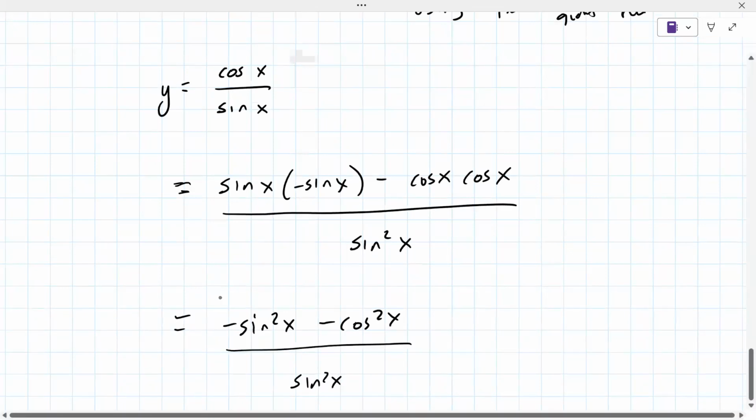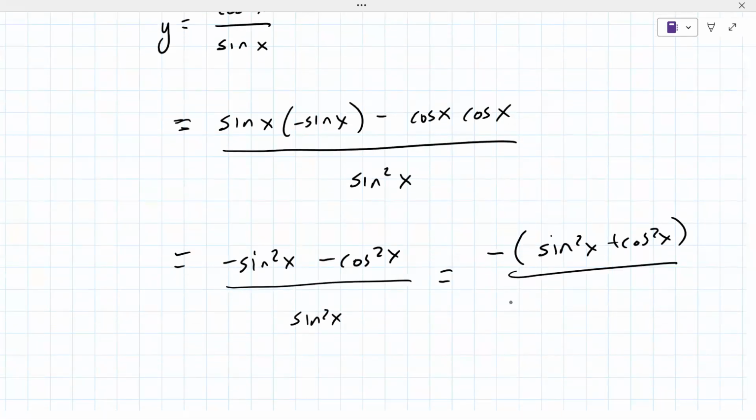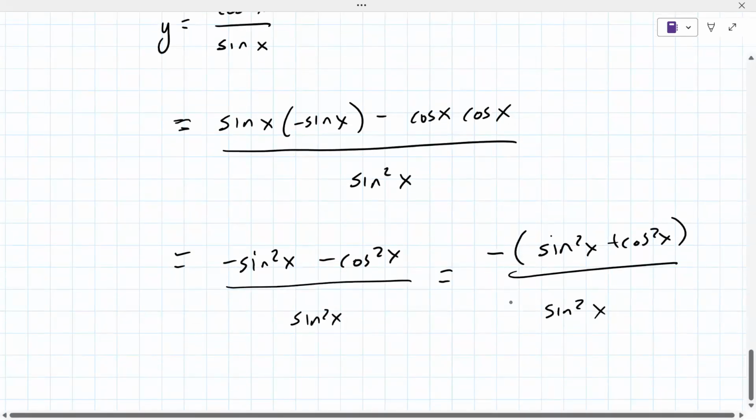Okay. Now, there's a couple ways to do it. One is to use the Pythagorean identity in the numerator and recognize this is sine squared x plus cosine squared x, and that this is 1, so negative 1 on the top. That's way one. So this becomes negative 1 over sine squared x, which is negative cosecant squared x.